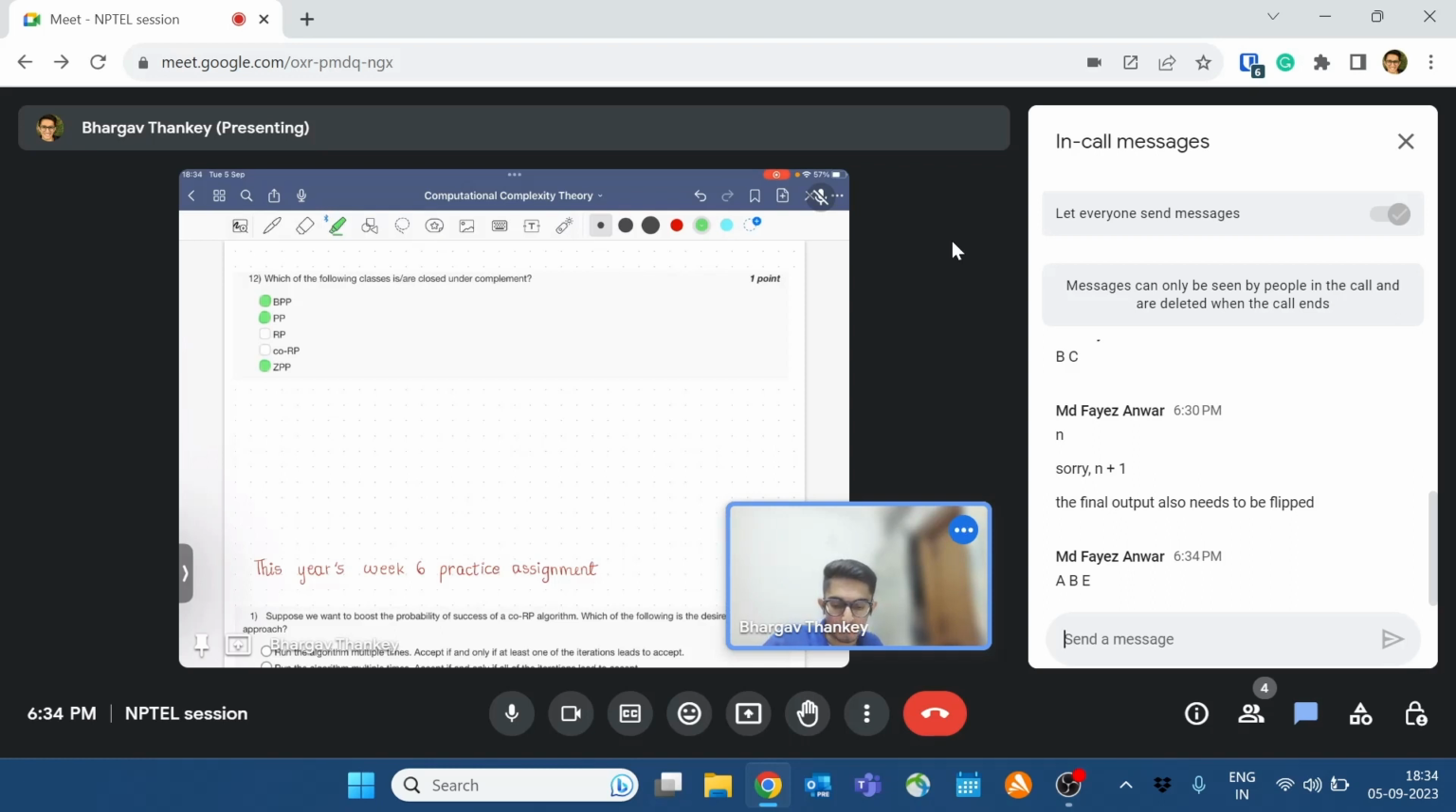Okay, so right now RP versus co-RP is an open problem. So if RP were closed under complement, then RP and co-RP would be the same, which would solve that open problem, right? But so far we don't know if RP and co-RP are the same, so we can't say that RP or co-RP are closed under complement. What about ZPP? In BPP, PP, and ZPP, the acceptance and rejection conditions are symmetric, right?